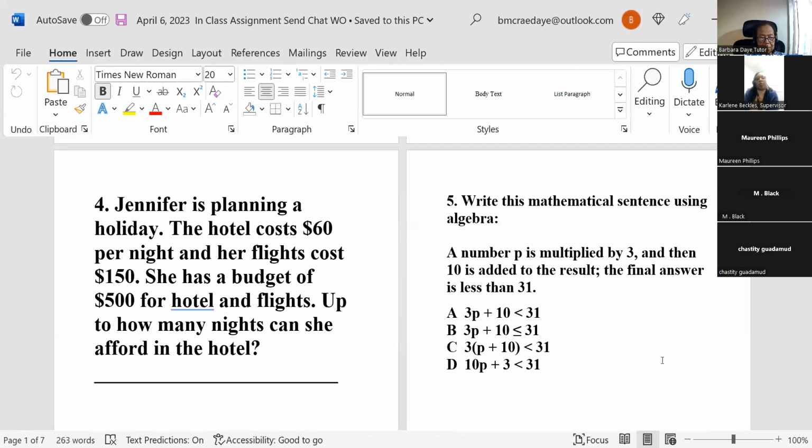Cost 150. So that is 350. So, okay. Square.